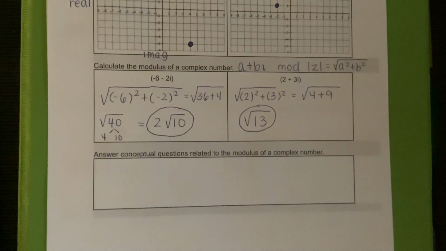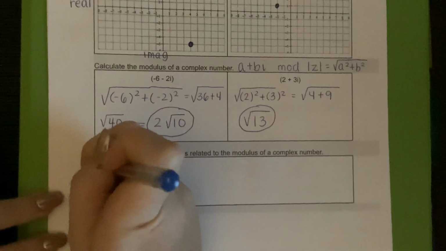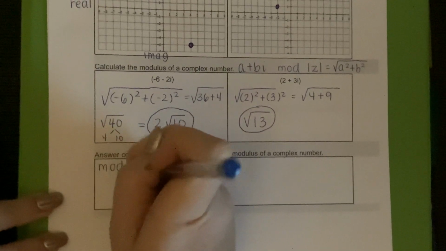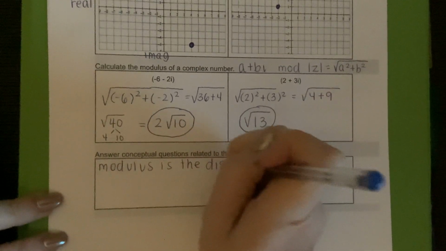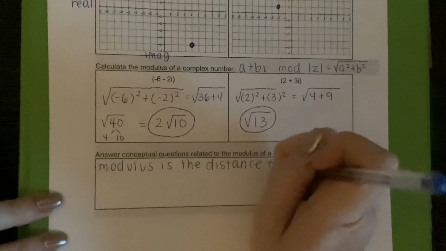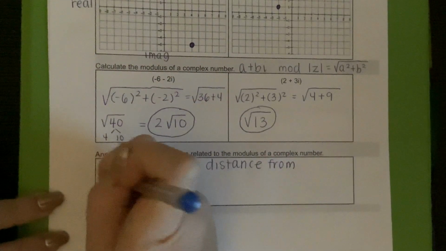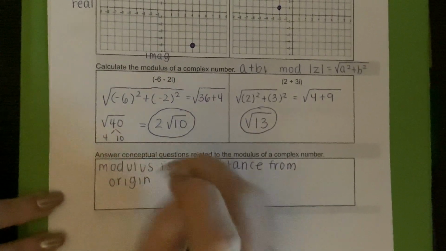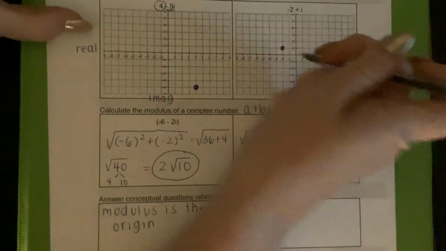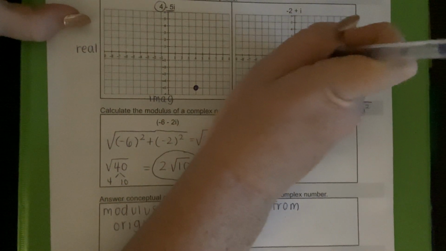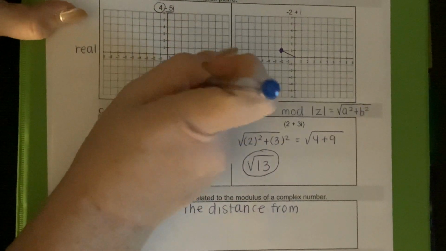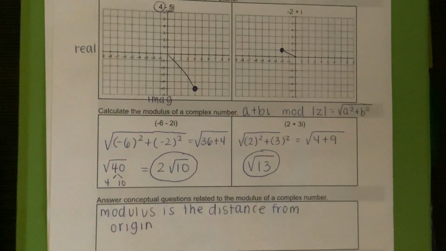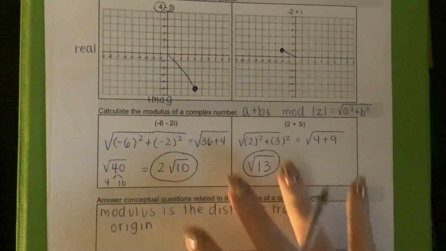Answer conceptual questions related to the modulus of a complex number. So just understanding that the modulus is the distance from 0, or from the origin. Like if we were to go back up to these, you could connect this line back, and the length of that line would be your modulus. The length of a line straight from the origin to here, which that's not a straight line, but if it was, that would be your modulus.